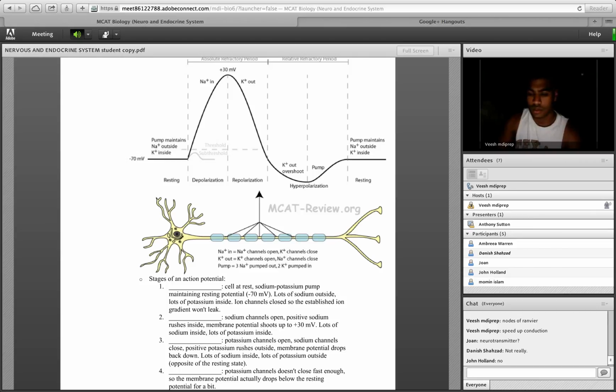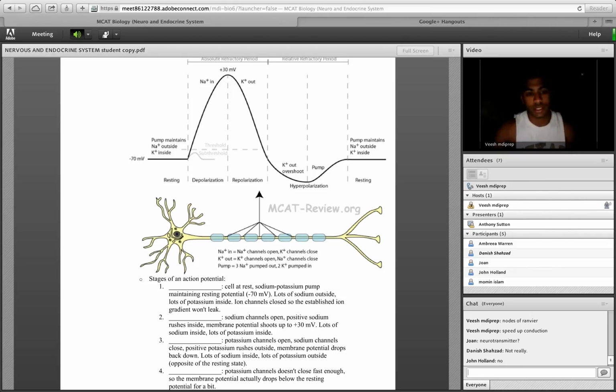Okay. So the first stage of an action potential is called the resting stage. This is where the membrane potential is going to stay at negative 70, and the pump pretty much maintains that, with the sodium on the outside and the potassium on the inside. The ion channels are going to stay closed here, so that the established ion gradient doesn't leak as much. I mean, you still have the potassium leakage, but it tries to minimize that during the resting stage.